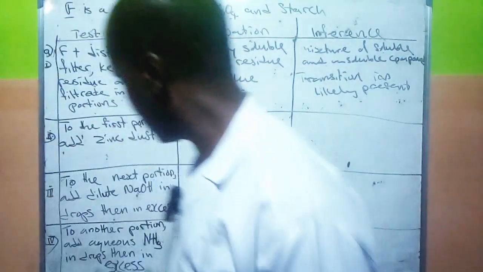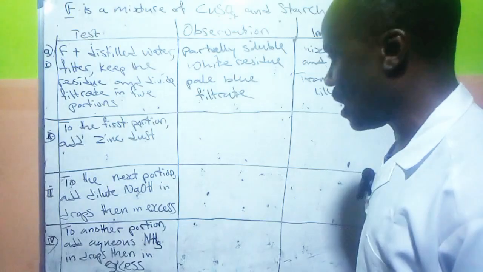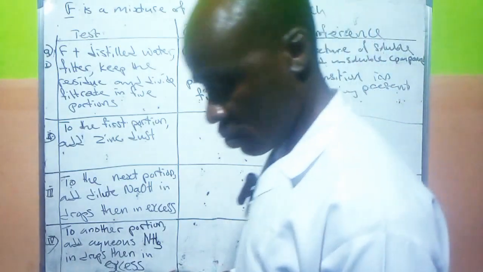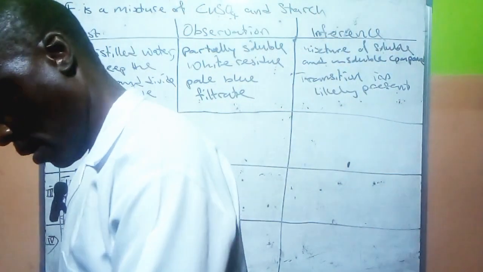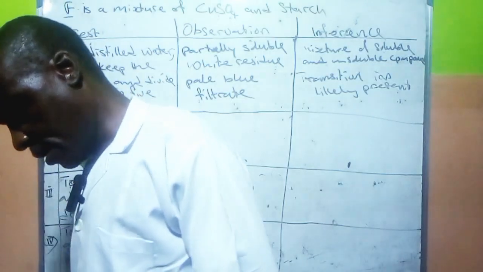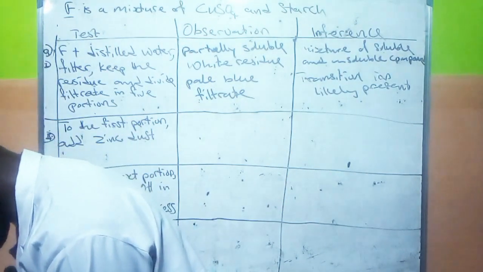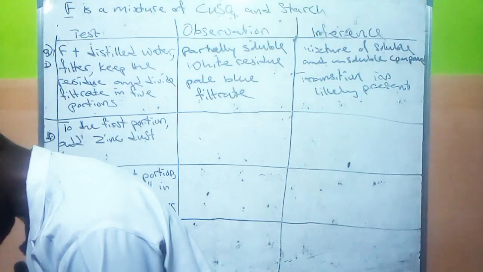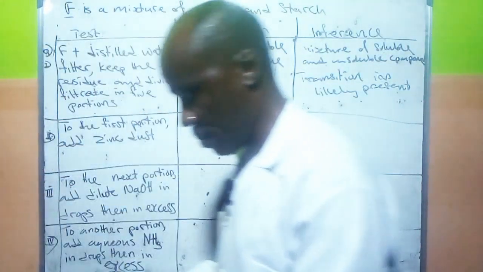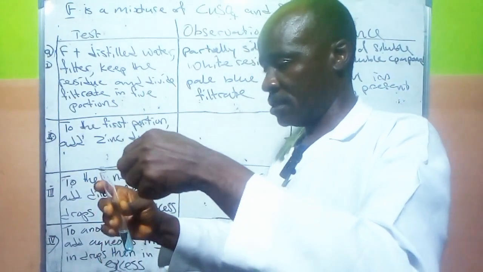So the next one, the first portion of our filtrate: we should add zinc dust. So we are giving zinc dust according to what we have there in the paper. I'm getting the zinc dust, then I add a small portion of it inside it.